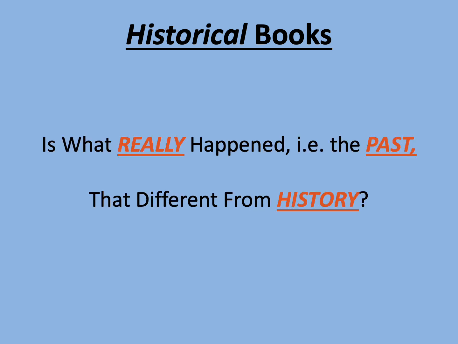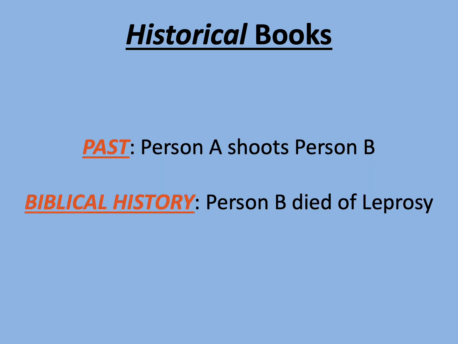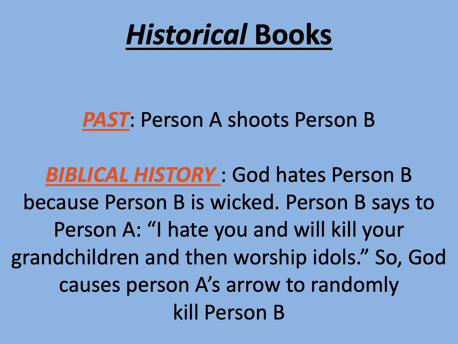The question that we really need to ask is what really happened. For instance, what we've been calling the past, is the past all that different from history, from the recorded account and the recorded interpretation of the past? For example, the Bible does not say that there was an event in the past where person A shot person B with an arrow, but the historical record records that person B actually died of leprosy. No, instead, what we're saying is that in the past, person A shot person B with an arrow.